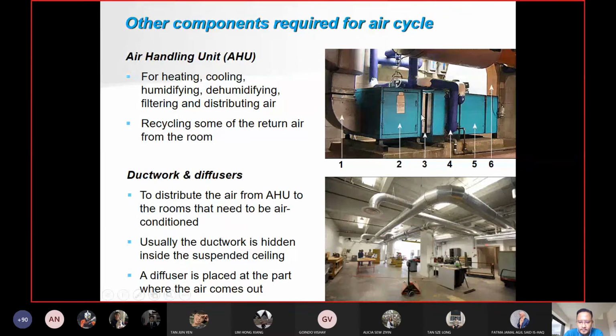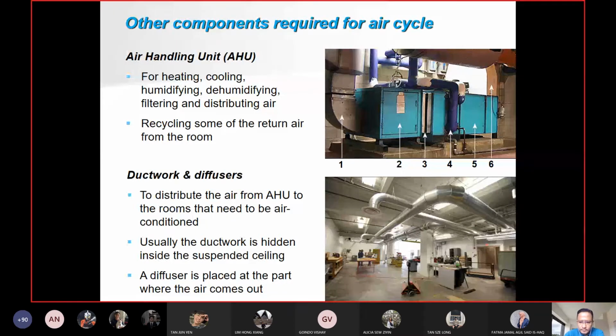I think if you do the assignment, Assignment 1, if you visit the building, you can see the pipes labeled with CHWS and CHWR, which is short form for chill water supply and chill water return.